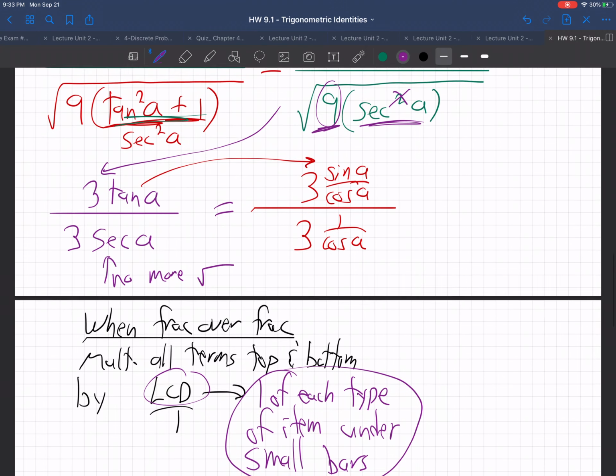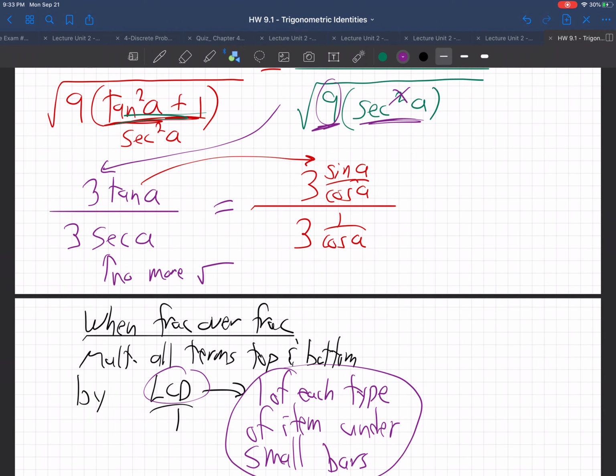So we go up there and we go, all right, what are the small bars? You know what I mean? This is the big bar. We're not talking about that. We're talking about this small bar, what's under it? Cosine. And that small bar, what's under it? Same thing. So you just take one of them, right? One of each type of item that's under the small bar. That's the LCD, and you multiply by that over 1 to all the terms top and bottom.